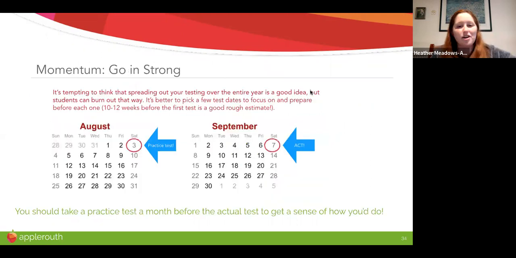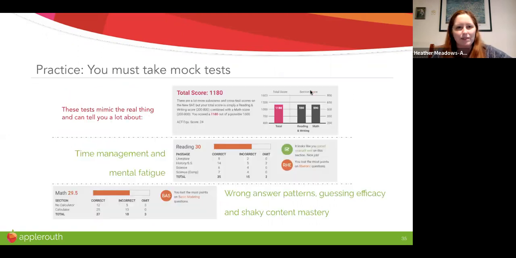And again, going strong, right? We talked about 10 to 12 weeks. It's pretty much all this is saying. We want to take a practice test about a month before as well to get an idea of what you're going in for on that test. And you must take practice tests, right? We talked about this earlier with the PSAT. They tell you a lot about time management, mental fatigue, wrong answer patterns, things like that. Same thing we talked about earlier with the PSAT school report, how you can use that to inform what your test taking skills are looking like.